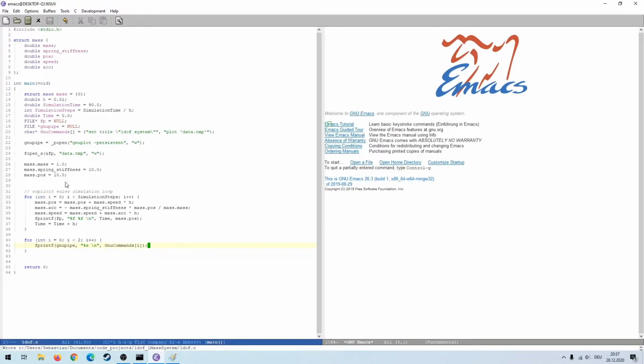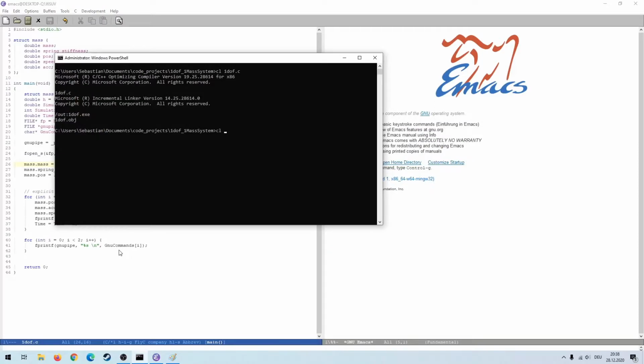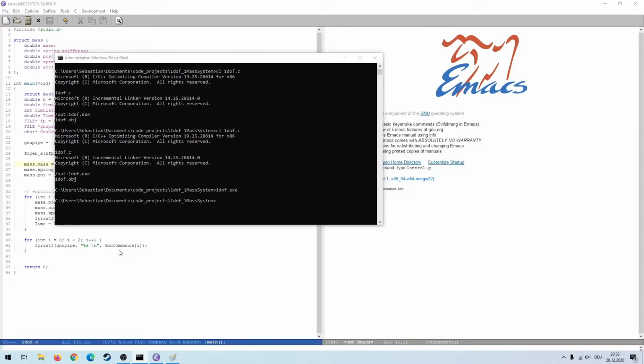And as you can see, this is a very simple program. We have everything hard-coded. So if we wanted to, for example, change the mass in order to do some tests, we would have to, of course, compile the program again. So let's have a look. Let's compile it real quick, and let's hope everything works out as expected.